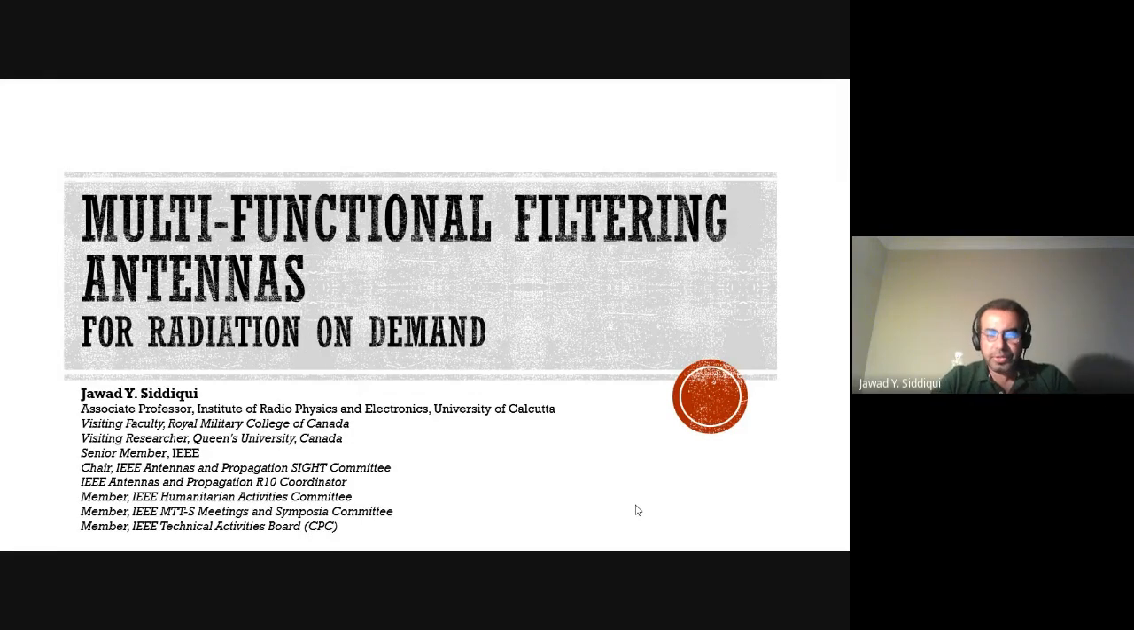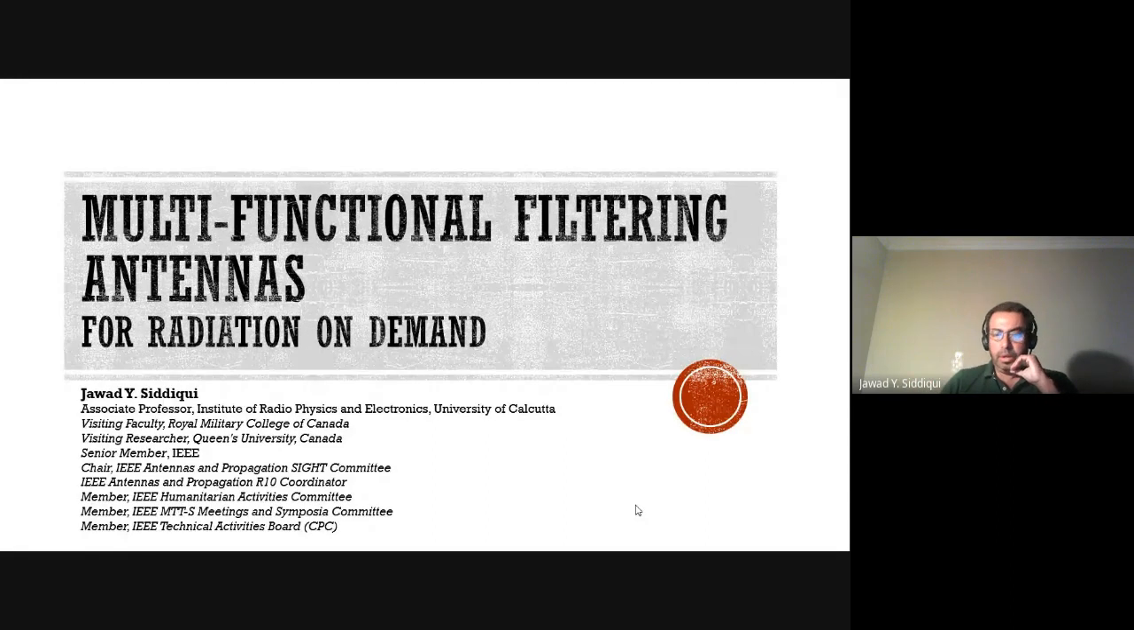Thank you so much, Samok, for this introduction. As I said, this presentation is one that some of you might have listened to earlier, given by me or by my co-workers with whom I've worked in the last decade. This technical presentation is entitled Multifunctional Filtering Antennas for Radiation on Demand.